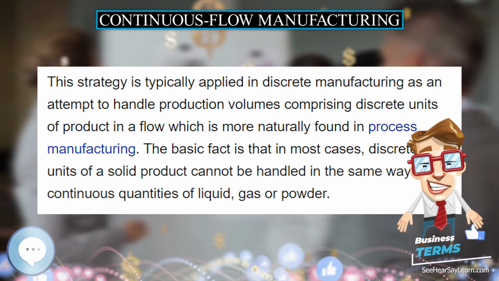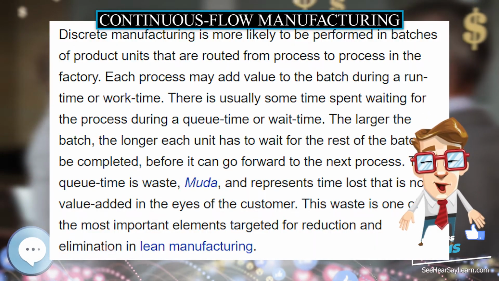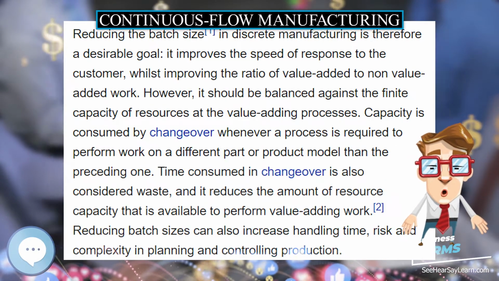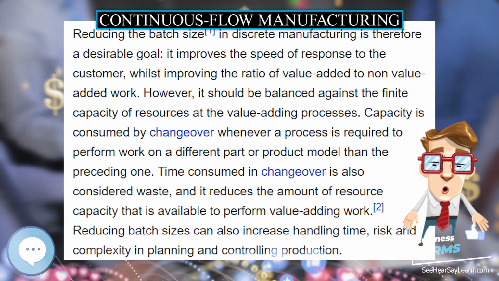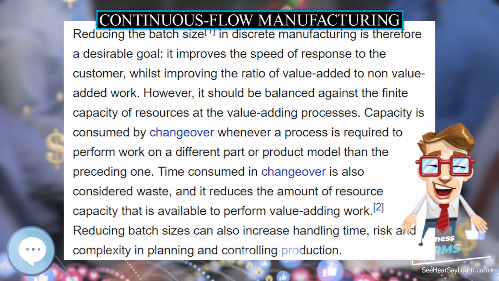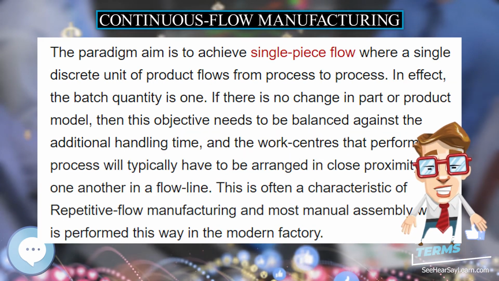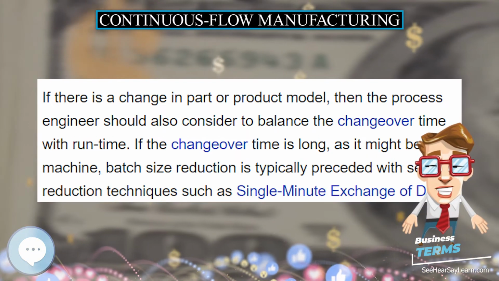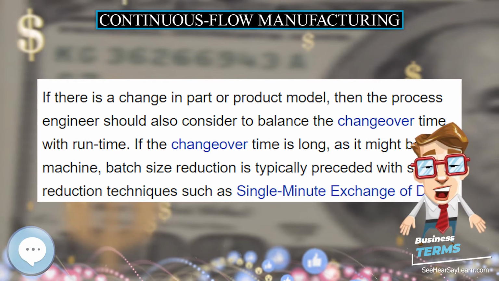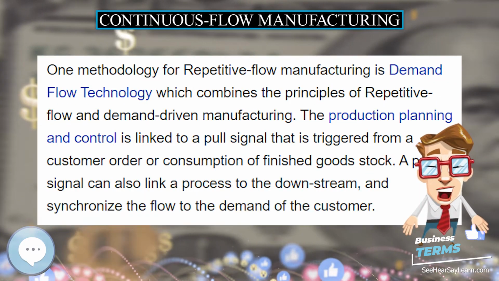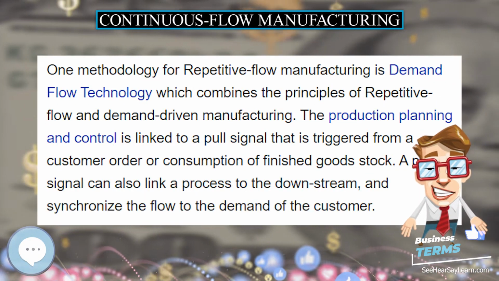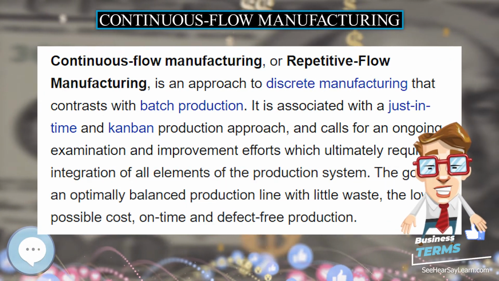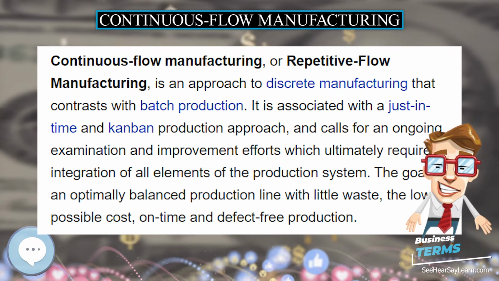However, it should be balanced against the finite capacity of resources at the value-adding processes. Capacity is consumed by changeover whenever a process is required to perform work on a different part or product model than the preceding one. Time consumed in changeover is also considered waste, and it reduces the amount of resource capacity that is available to perform value-adding work. Reducing batch sizes can also increase handling time, risk and complexity in planning and controlling production.